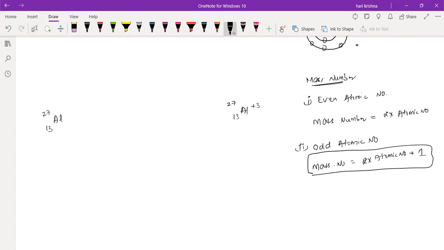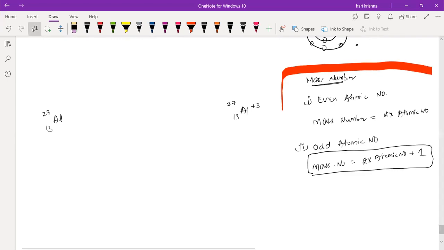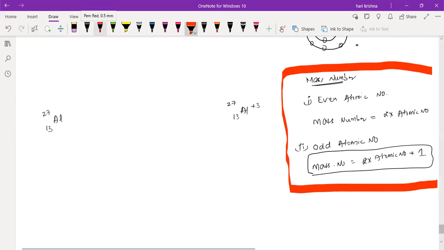In most cases, almost 90 to 95% of cases, it is valid. Only in some cases, this property will not be valid at all. Like the first one, hydrogen. Hydrogen, nitrogen also will not be valid. It will be 1 for hydrogen.